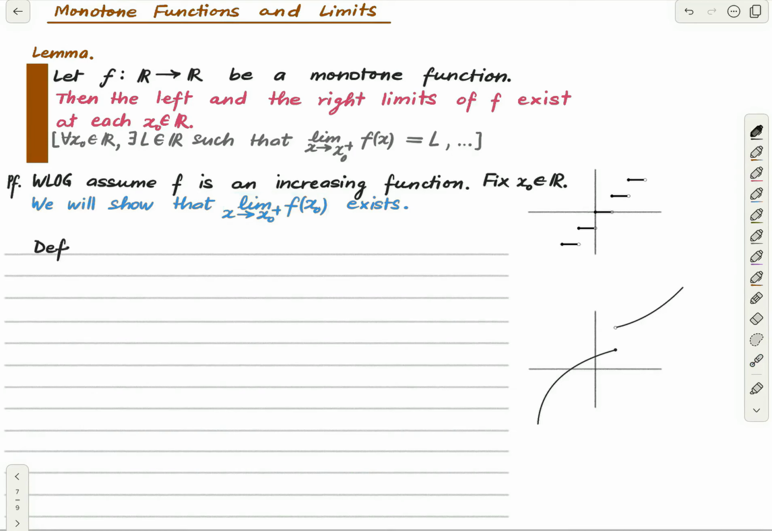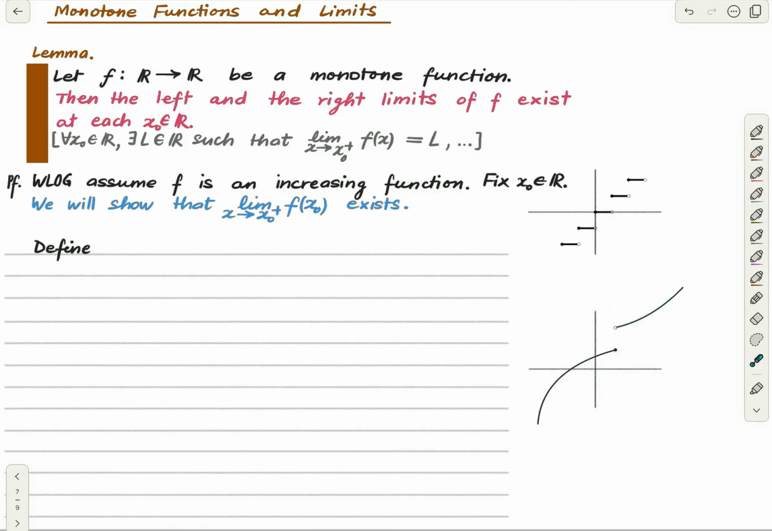Define some quantity, which let us motivate using the graph. So consider this increasing function, and let's say this is my point x0. What should be the right limit? You look at the function on the right side of the point x0, and you will see that it is decreasing and wants to become some value. So naturally the right limit at x0, if it is anything, has to be the infimum of all the values that the function takes on the right side of x0. That's intuitively suggested by this diagram, and that is what we will end up showing.